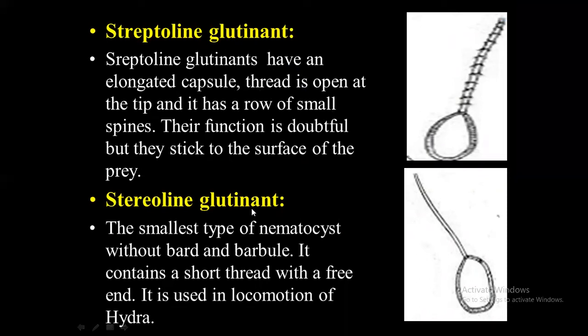And now stereoline glutinant. This is the figure of stereoline glutinant, the smallest type of nematocyst. So which one is the largest type? The first one is the largest, and the last one, stereoline glutinant, is the smallest nematocyst. There is no barb and barbule, no big spine and no small spine. It contains a short thread with a free end. It is used in locomotion of Hydra. It is only used in locomotion.